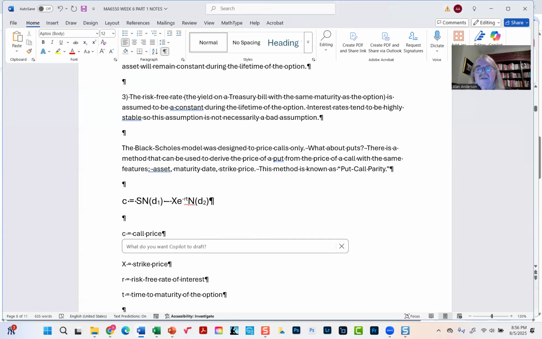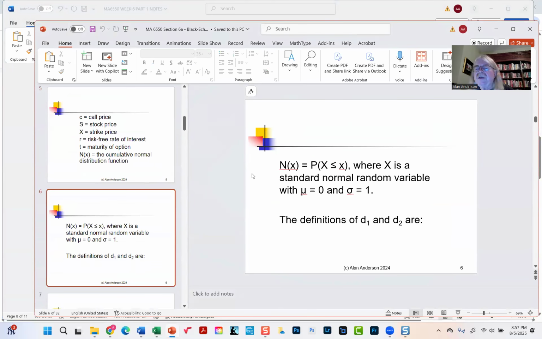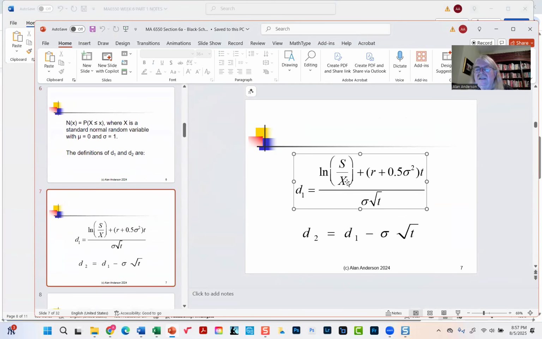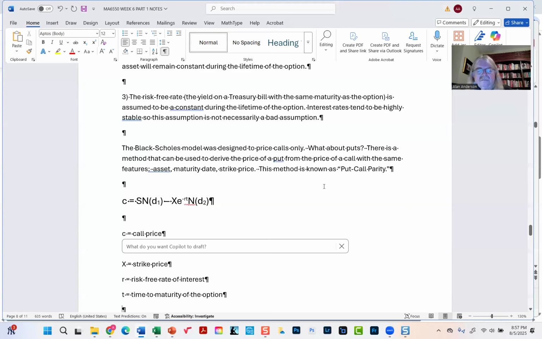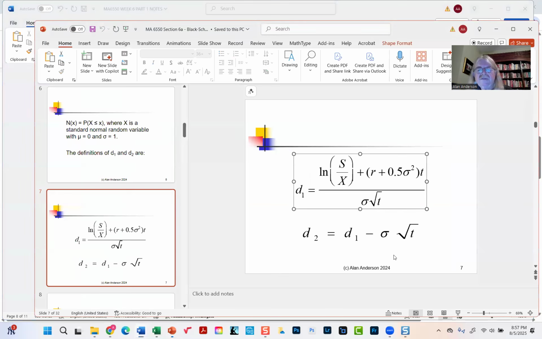Now, the other two parts, N, D1 and D2. D1 and D2 have separate definitions. They're listed separately because they're kind of messy. Yeah, you can see what I mean. So this is D1. And we also have D2, which is just derived directly from D1.